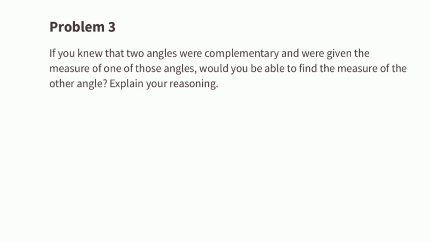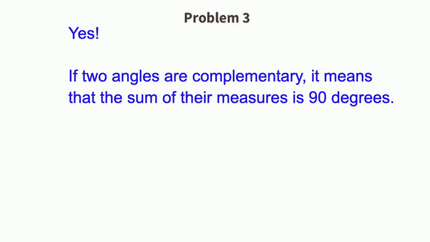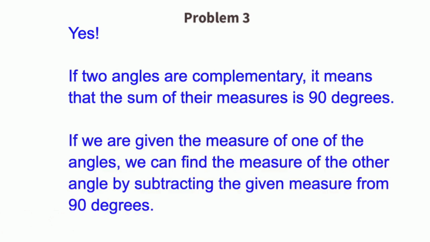Problem number 3. If you knew that two angles were complementary and were given the measure of one of those angles, would you be able to find the measure of the other angle? Explain your reasoning. Yes. If two angles are complementary, it means that the sum of their measures is 90 degrees. If we are given the measure of one of the angles, we can find the measure of the other angle by subtracting the given measure from 90 degrees.